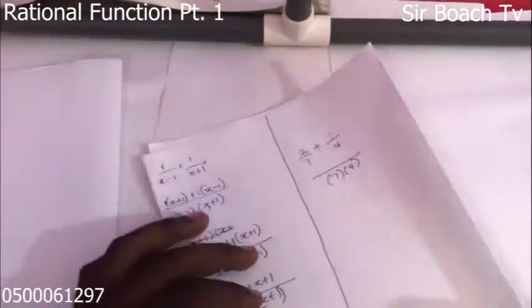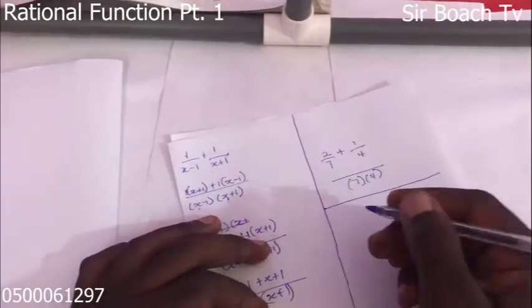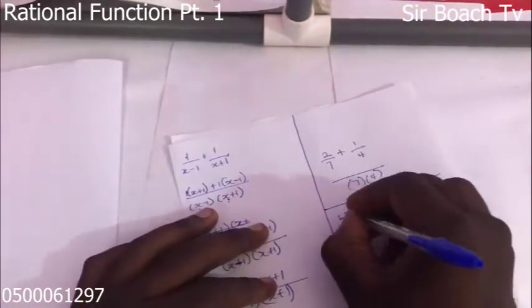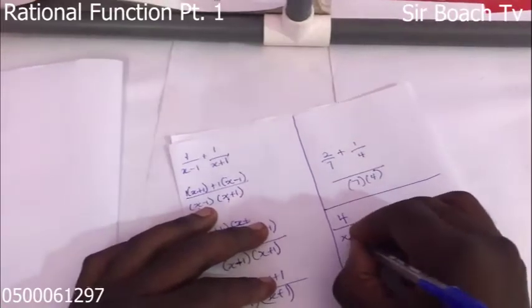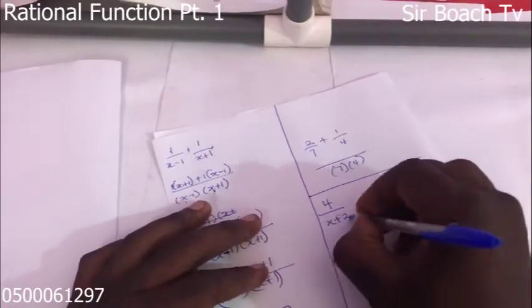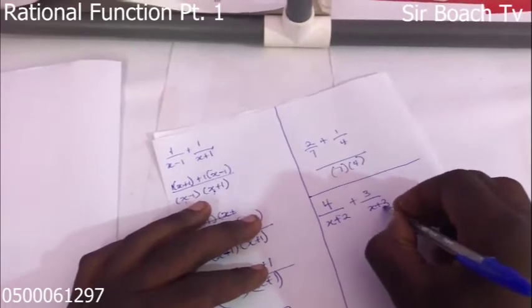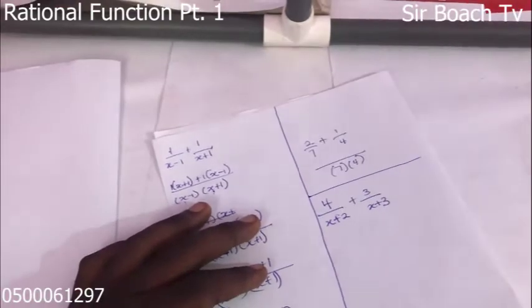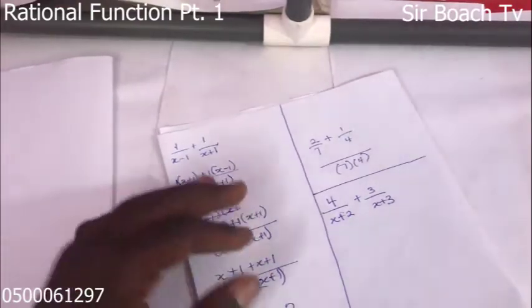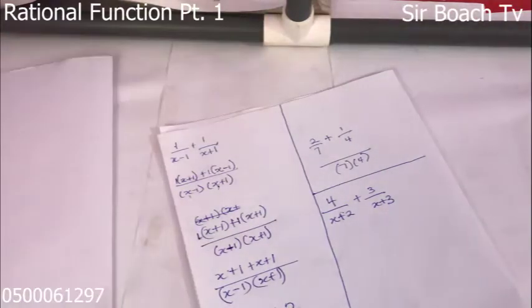Let's take another example on this one. So let's take 4 over x plus 2 plus 3 over x plus 3. So let's take this and simplify. After this, we will take one that involves subtraction. Then we also solve one of them. Then we move to the next one.